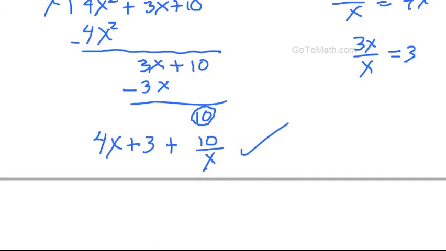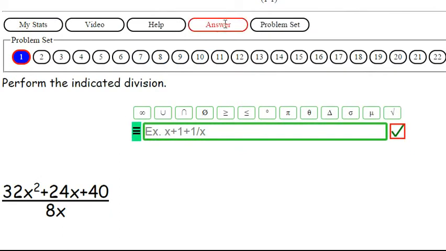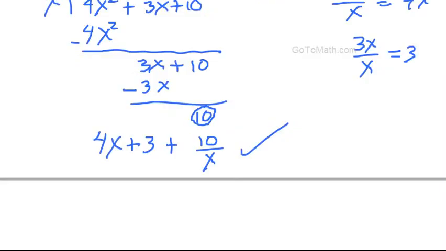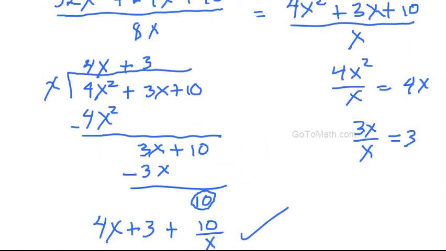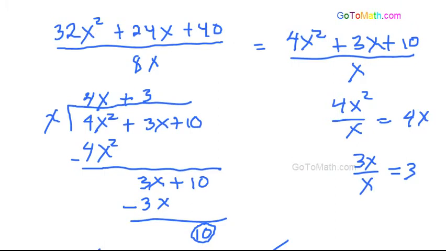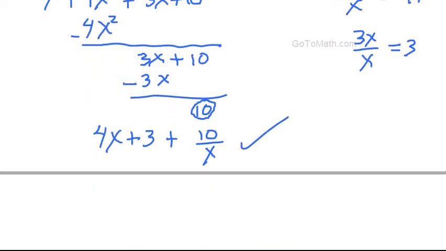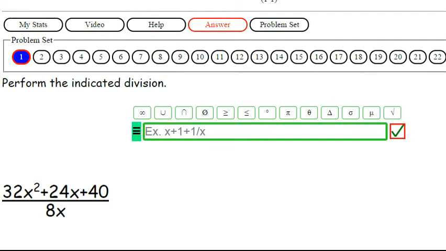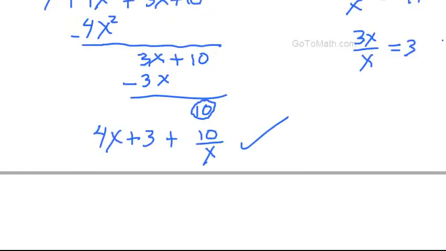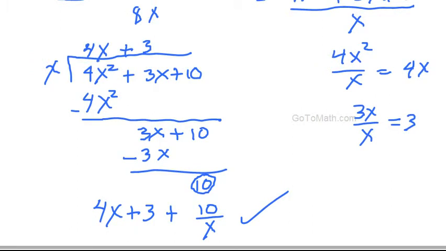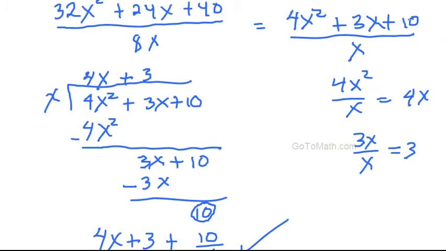Alright, but this is what we're looking for, so let's go back to the page, and are those the same numbers? Oh my god. 32x squared over 8x. I'm getting something different here. Oh, what? 10? Oh my gosh.